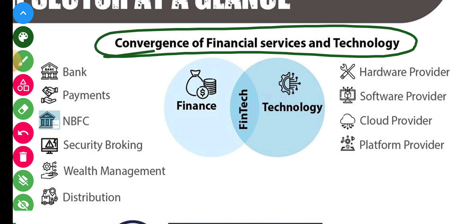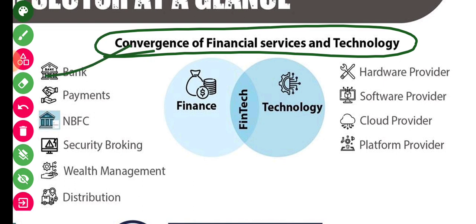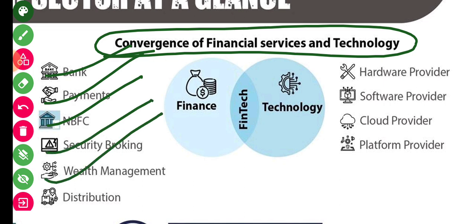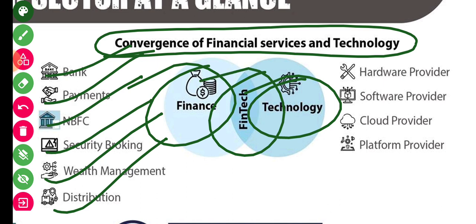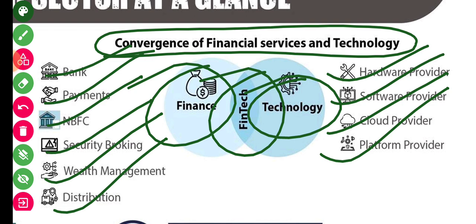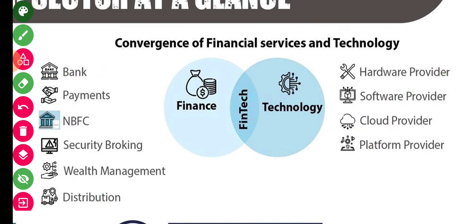Fintech is the convergence of financial services and technology. The financial side includes banking, payments, non-banking financial companies, securities broking, bank broking, wealth management and distribution. These are the financial sector. And the technological sector in financial technology includes hardware providers, software providers, cloud providers and platform providers, so keep this in mind.